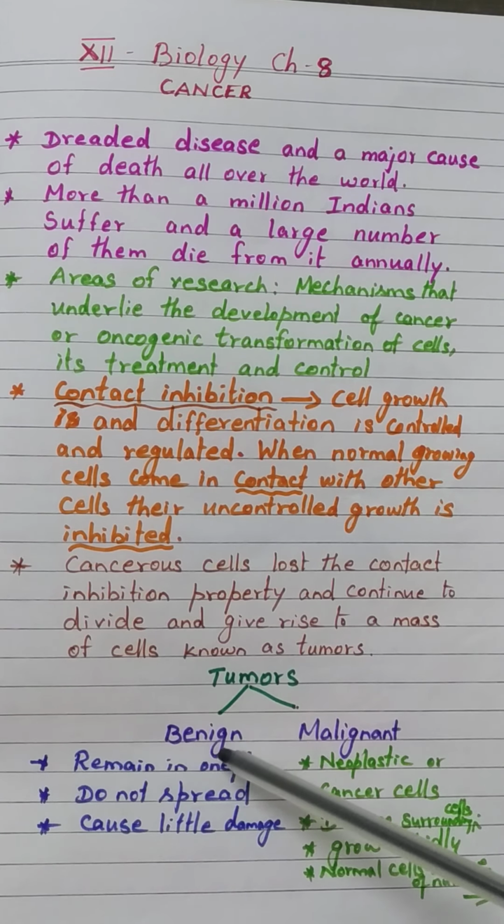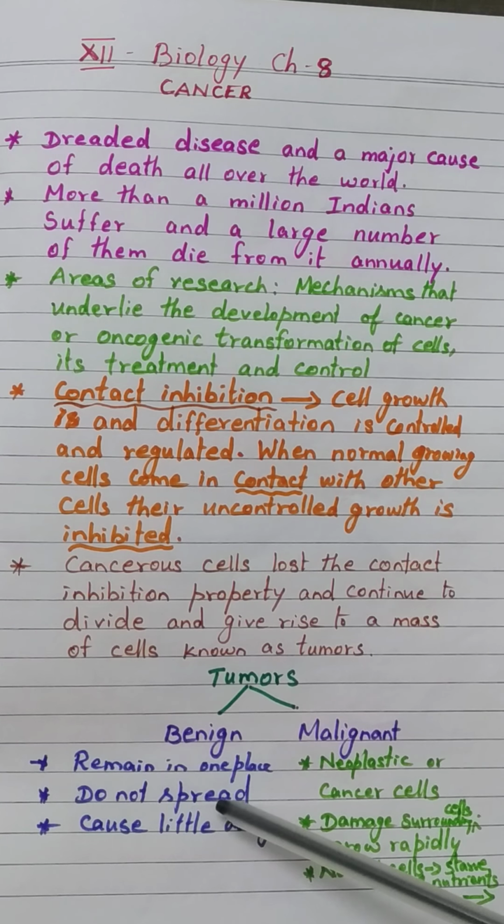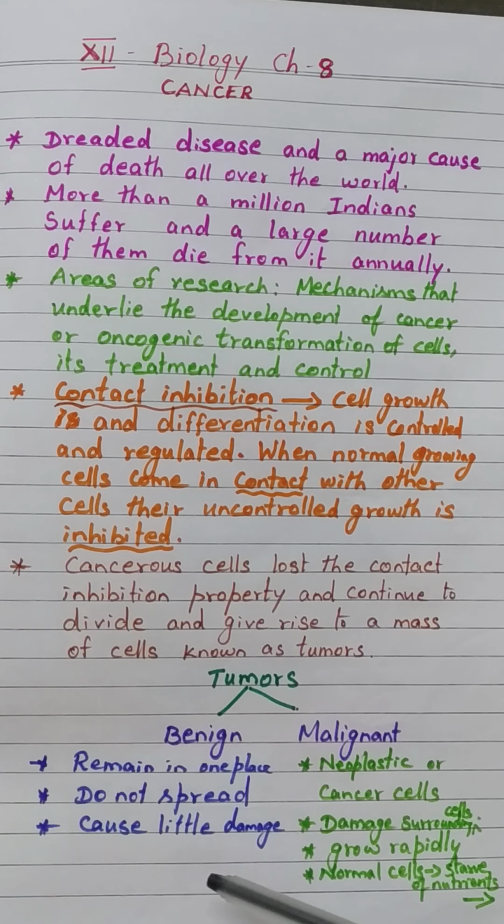Tumors are of two types, benign tumor and malignant tumor. Benign tumors normally remain confined to their original location and do not spread to other parts of the body, and they also cause little damage. On the other hand, malignant tumors are a mass of proliferating cells called neoplastic cells or cancer cells.